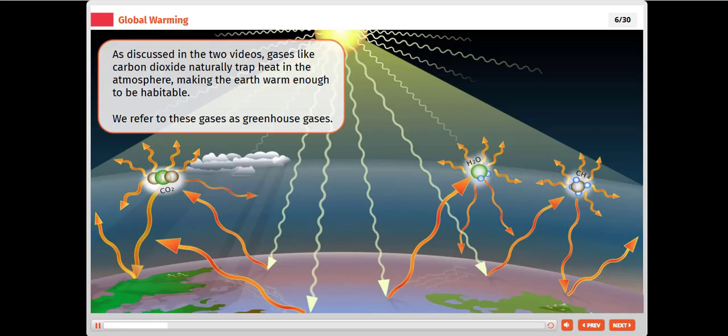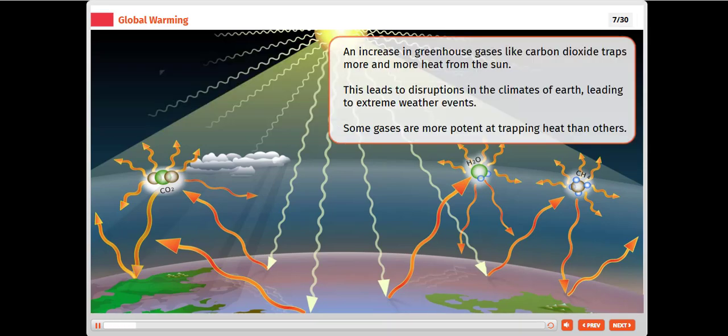As discussed in the two videos, gases like carbon dioxide naturally trap heat in the atmosphere, making the Earth warm enough to be habitable. We refer to these gases as greenhouse gases. An increase in greenhouse gases like carbon dioxide traps more and more heat from the sun. This leads to disruptions in the climates of Earth, leading to extreme weather events.